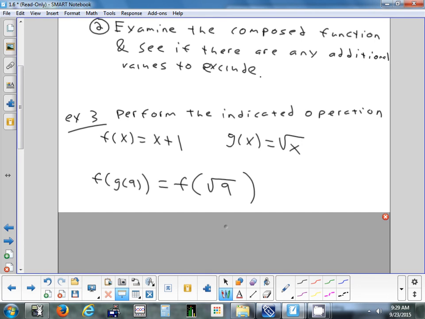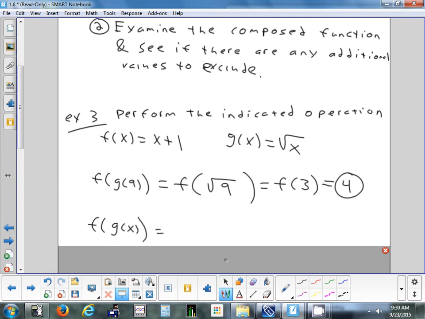Any question on that? Okay. Now we'll simplify the square root of 9. We get 3. And Derek, now what am I doing with that 3? I'm going to plug it in for x in the f function. Okay. And what would you get if you do that? 4. Okay, so there's a basic composition using a number.